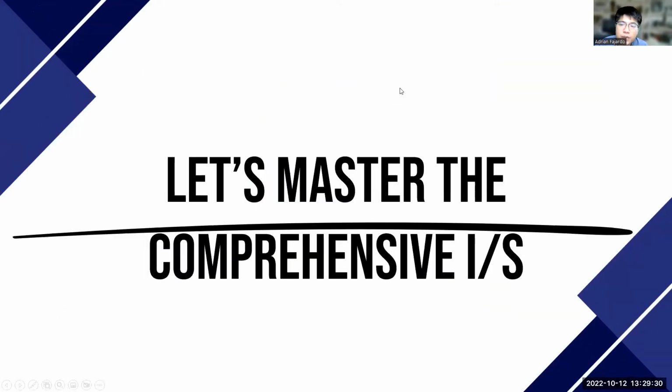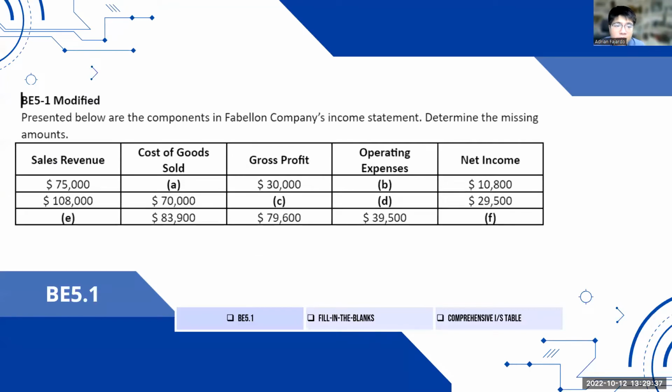So now that we're clear with the concept, the very first thing that we have to master is the comprehensive income statement. So in 5.1, basically, there's a fill in the blanks wherein there are missing portions of the component. And like what I mentioned, every time we give you an equation, you have to be able to solve for the missing, right?